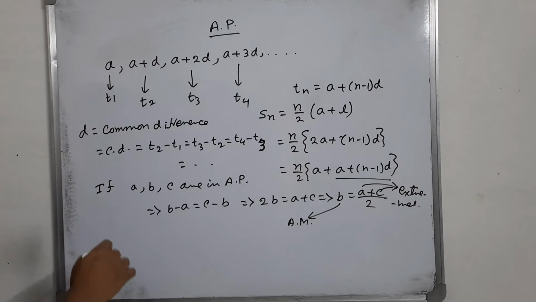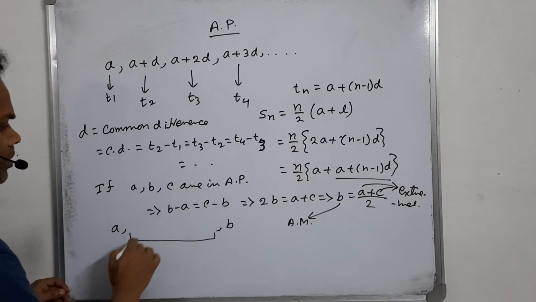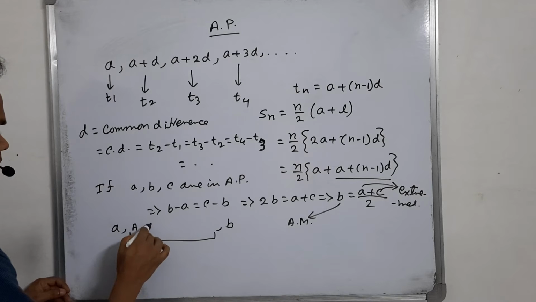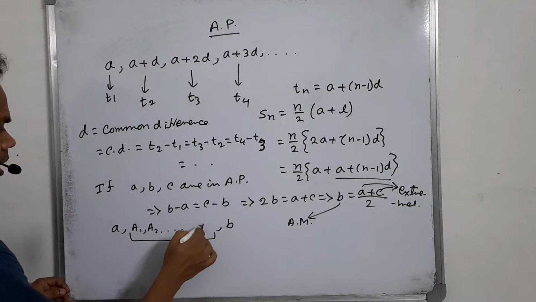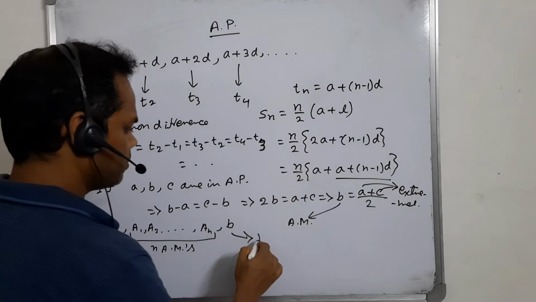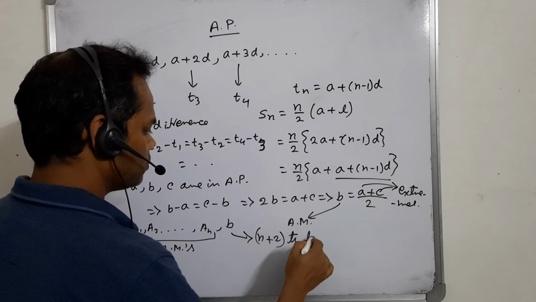Now for the arithmetic means, if the first term is A and the last term is B and there are n arithmetic means, A1, A2, dot dot, An arithmetic means, then B is the n plus 2th term.